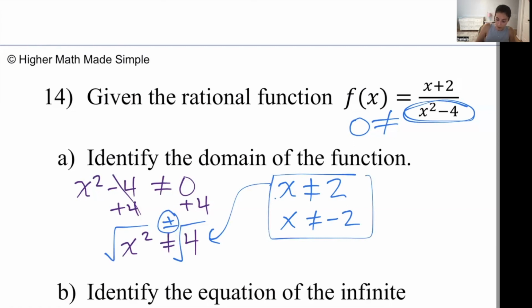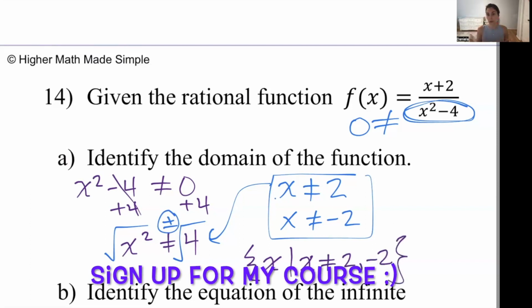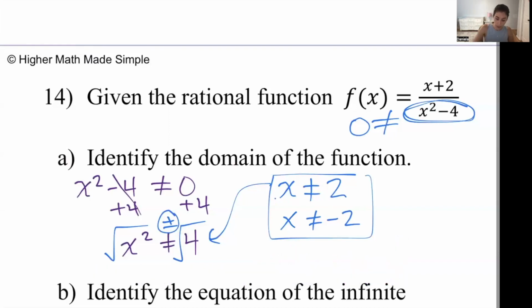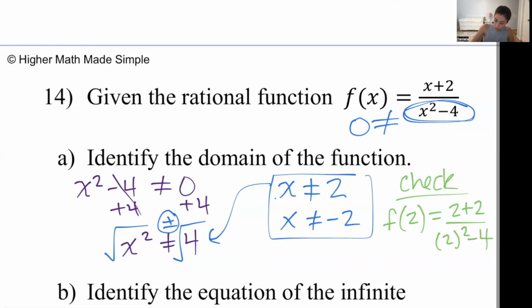Now, depending on your teacher, they might want you to write it more fancy. It's the set of all x values such that x cannot be equal to 2, comma, -2. That's the fancier math way to do it, but usually that should be fine. Just ask your teacher. If you were to do a check, I'm not going to check both of them. What happens if we just plugged in +2 into the function? That would end up with 2 plus 2 divided by 2 squared minus 4. If we simplify, that gives 4 divided by 0, undefined.